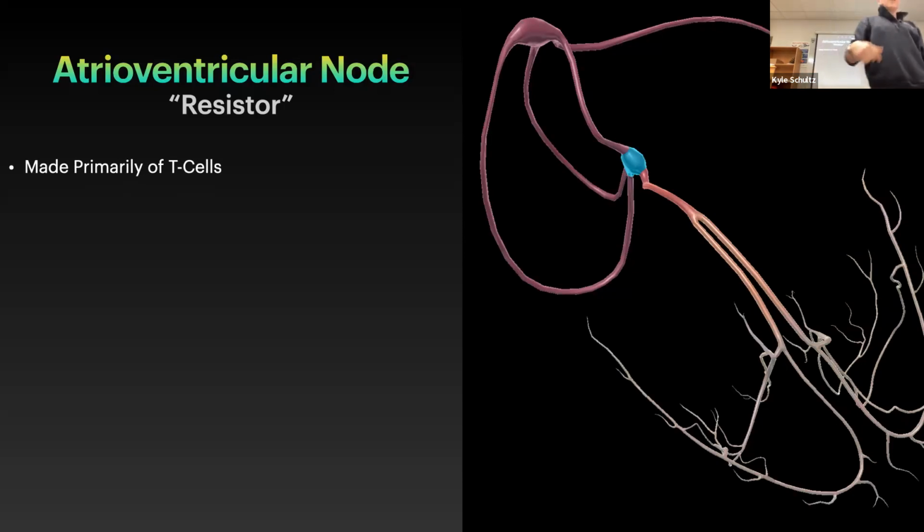It's going to be made primarily of T cells. T cells stands for transitional cells. These are going to be the ones that are responsible for slowing impulse propagation. They still conduct, but they don't do so as readily as P cells do.